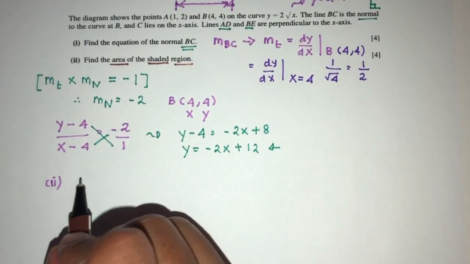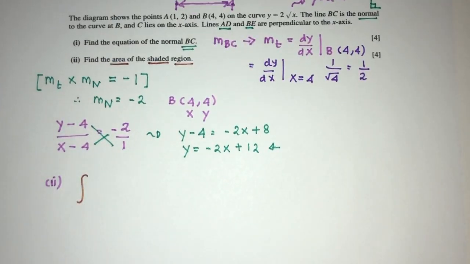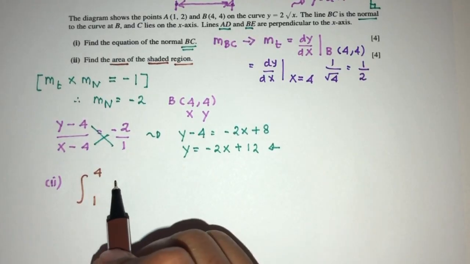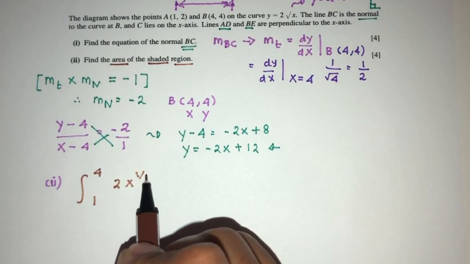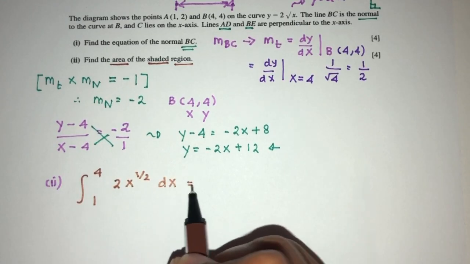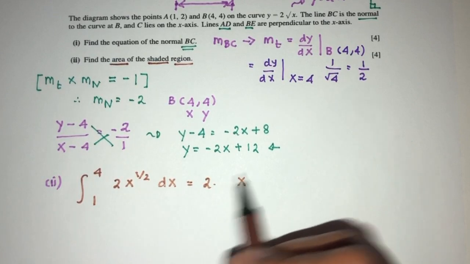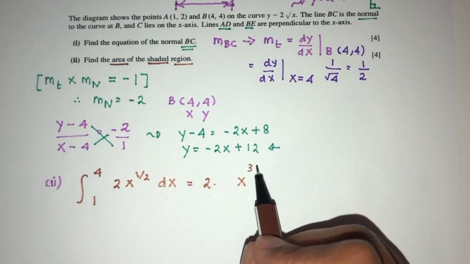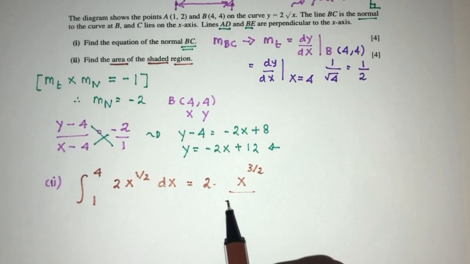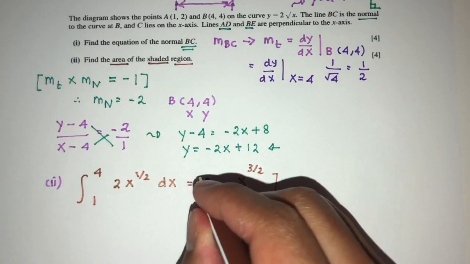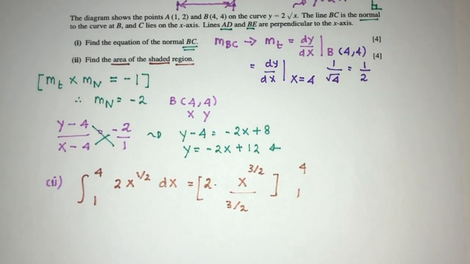So integration, obviously, to find area under curve, we have to use integration. Limits will be 4, 1. And the curve equation was 2 root x dx. So first thing, we can just remove this 2 outside. And then that will be x. We have to add 1 to the power. That will be 3 over 2. Then divide by the same power that we have over here. Then finally, we have to apply the limits 4 and 1. This is just simple integration we have to know to solve this question.